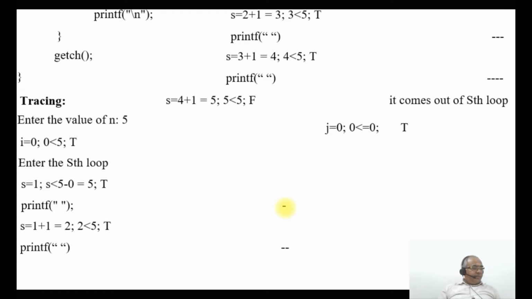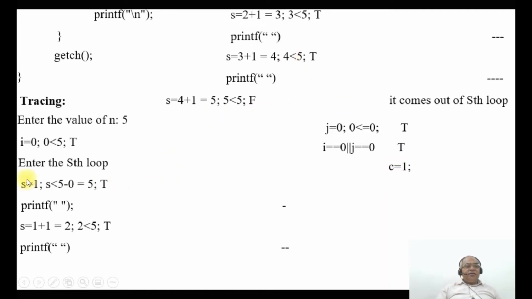Then it enters into J. J is equal to 0, so is 0 less than or equal to I? What is the value of I? The value of I is 0. The condition is true. Then it enters into the if condition. What is that? I is equal to 0 or J is equal to 0. If any one of them is 0, then we need to print the value of C.